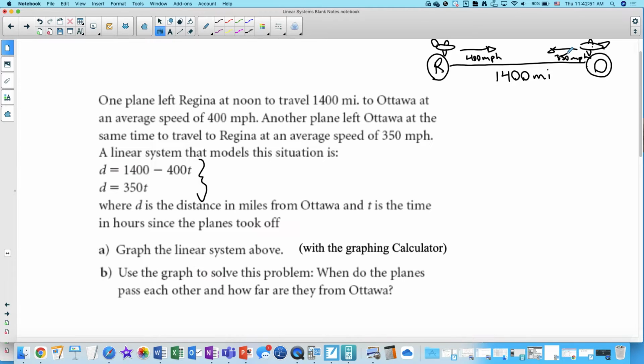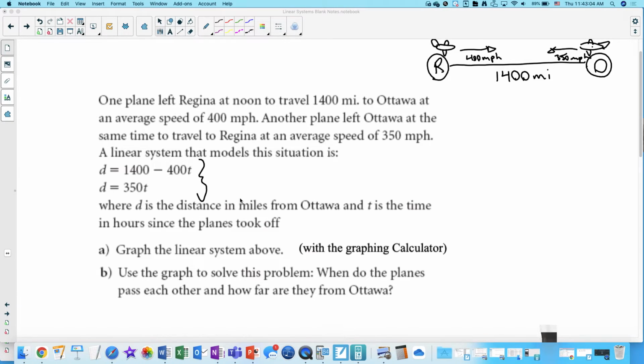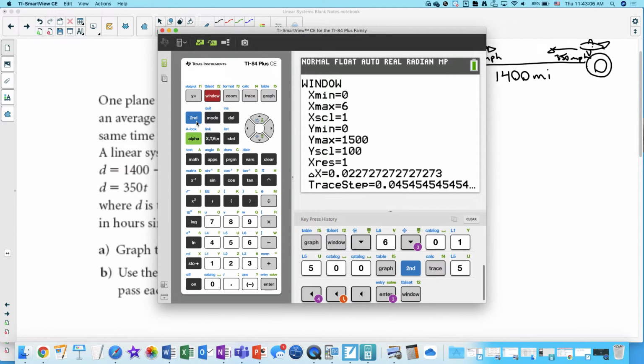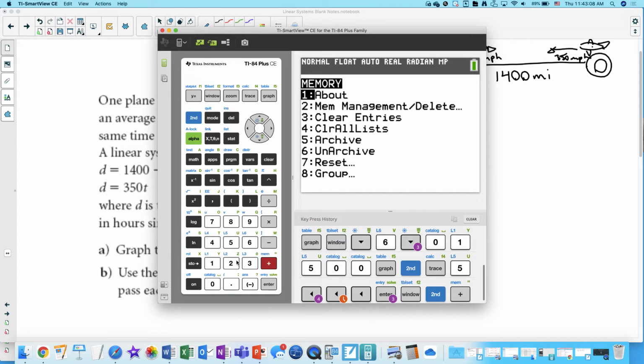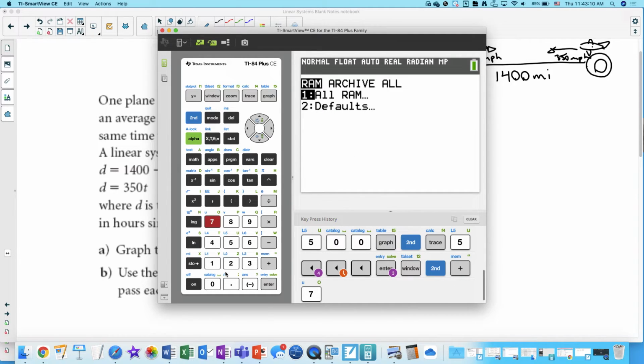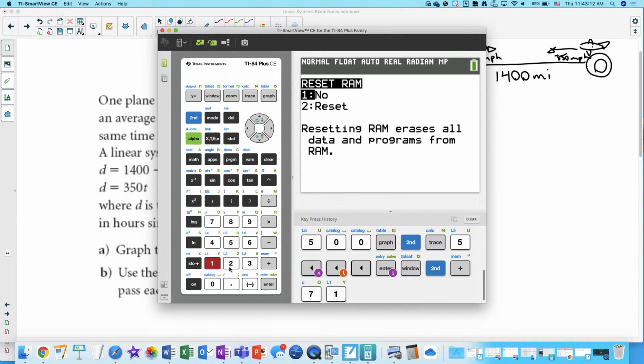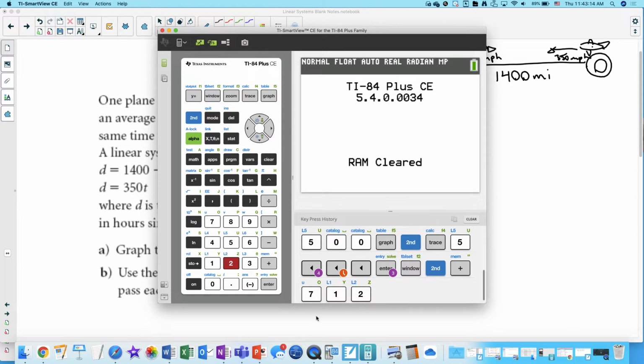All right, so graph the system. Now, I put in brackets here, do it using a graphing calculator. We're going to actually do this and then talk about why it makes sense to use technology to do this. So actually, I'm going to just reset this because I just did it with my last class. And I want to kind of start from scratch with you guys. So I'll do the same thing here.